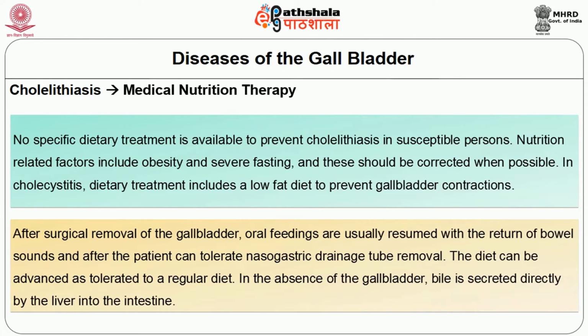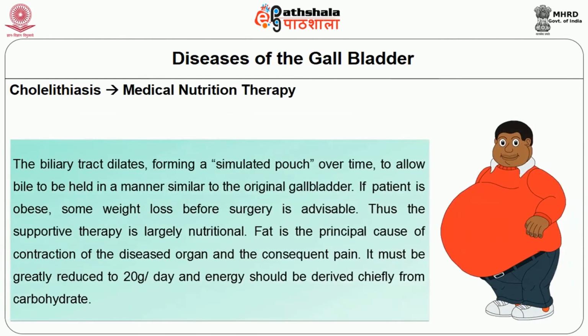In the absence of the gallbladder, bile is secreted directly by the liver into the intestine. The biliary tract dilates, forming a stimulated pouch over time to allow bile to be held in a manner similar to the original gallbladder. If patients are obese, some weight loss before surgery is advisable. Thus, the supportive therapy is largely nutritional. Fat is the principal cause of contraction of the diseased organ and the consequent pain. It must be greatly reduced to 20 grams per day and energy should be derived chiefly from carbohydrate.